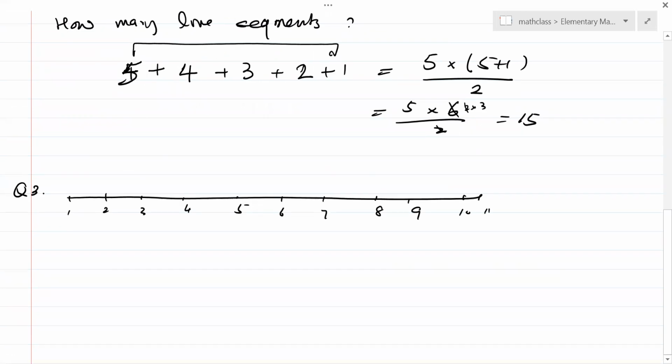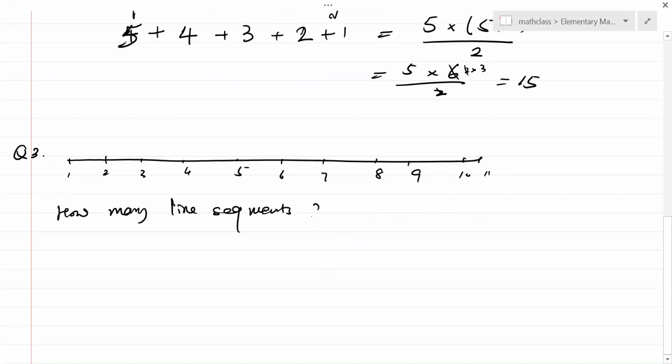Now, still the same question. How many line segments are there, right? So, yeah, we do the same way. From the first point, you count how many of them, and then because you have a total of 11 points, you get from the first point 10 line segments, okay?